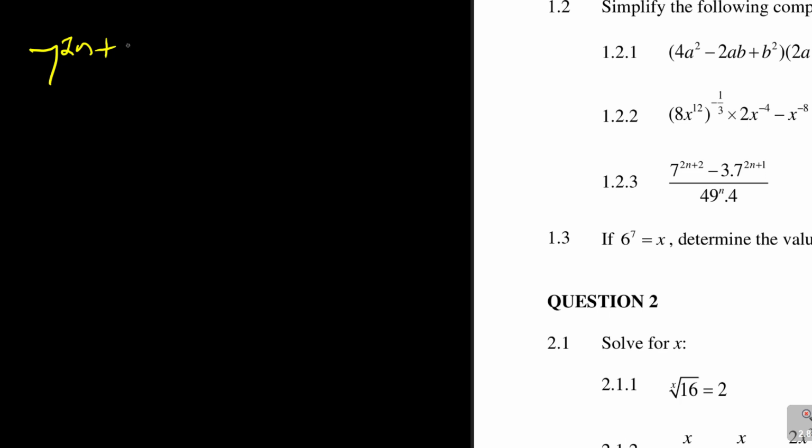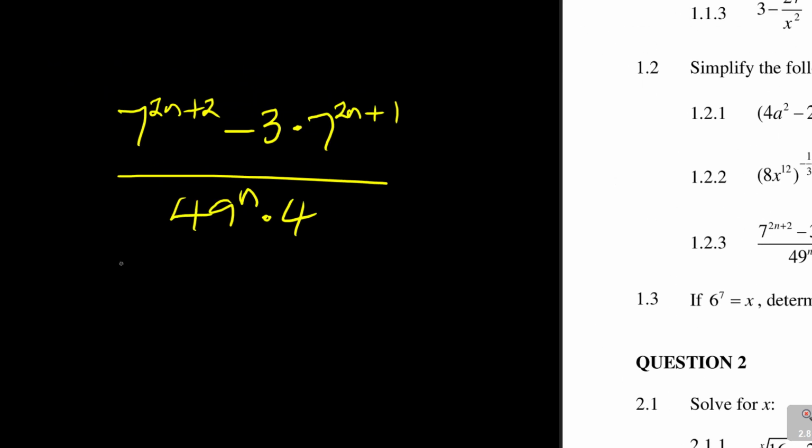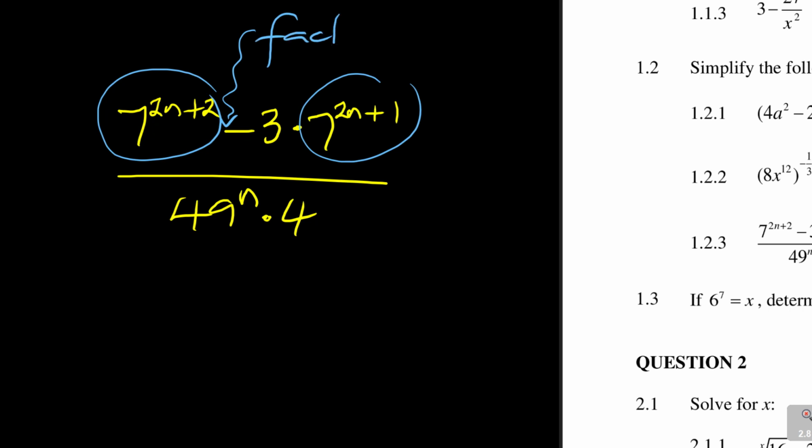Plus 2 minus 3 dot 7 to the 2n plus 1 over 49 to the n dot 4. So now when you see the negative there, and you've got an exponent this side and an exponent this side, somehow it requires you to factorize. When you see those with a negative or a positive, it can be a positive.